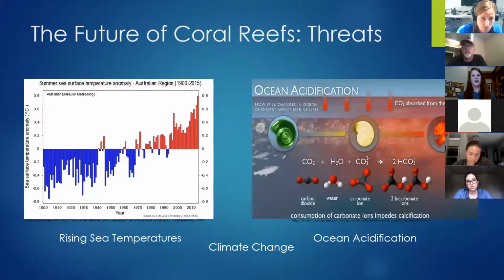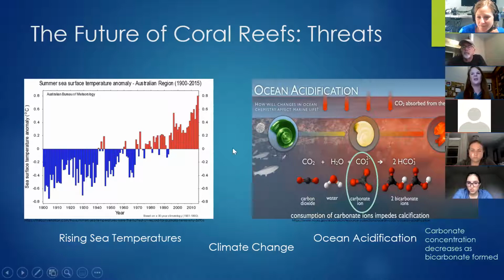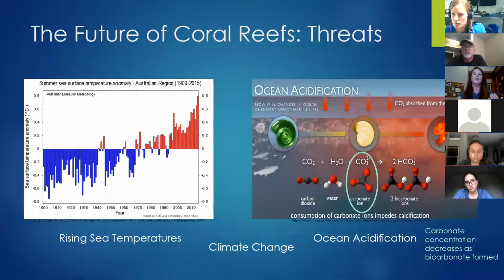The other issue that we're facing is ocean acidification, which is probably a term you've heard before, but what does it mean? So because carbon dioxide is being absorbed into the ocean, it's changing chemistry. And don't freak out if you don't understand chemistry, that's okay. What I'm going to show you here is that carbon dioxide in the water reacts with the water and free carbonate ions to form bicarbonate. Corals need those free carbonate ions to build their calcium carbonate skeleton. But if it's turned into bicarbonate, they can no longer use that form to grow.